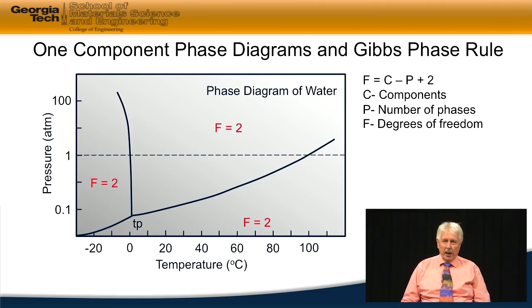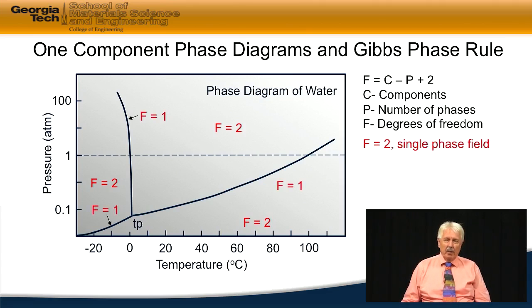Now, when we talk about all those open regions, which are the single phase fields, we have 2 degrees of freedom. What that means is I have to tell you both the pressure and the temperature for you to be able to determine where you are on that phase diagram. So if I tell you that you are in a solid phase field, then I have to give you, inside of that solid phase field, pressure and temperature. Now that describes the degrees of freedom for a single phase field.